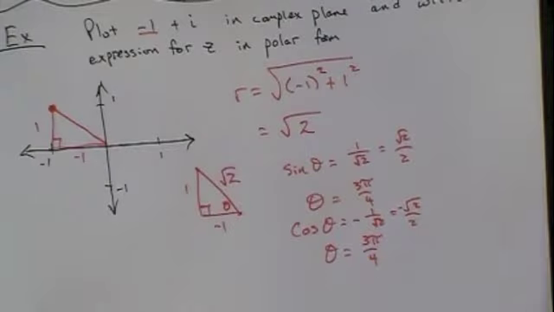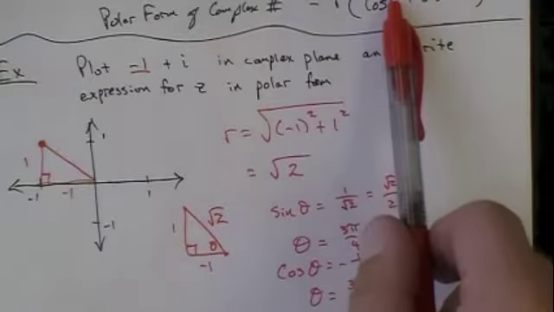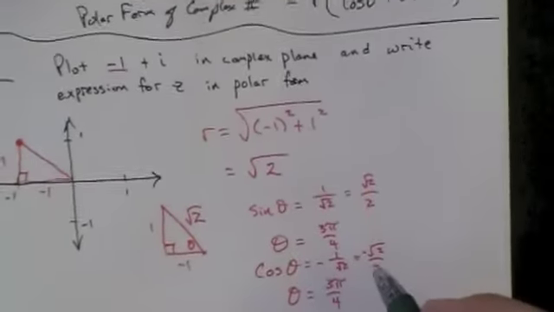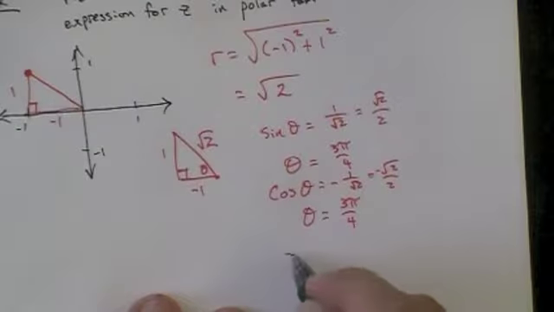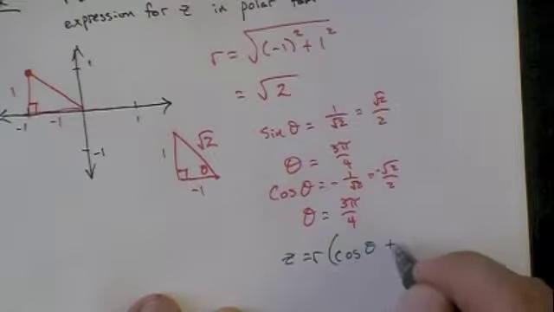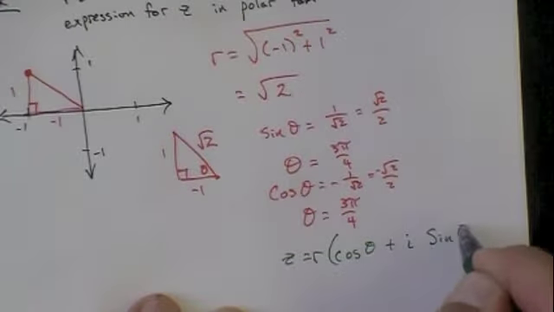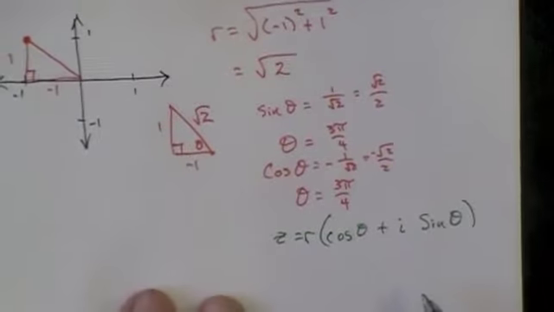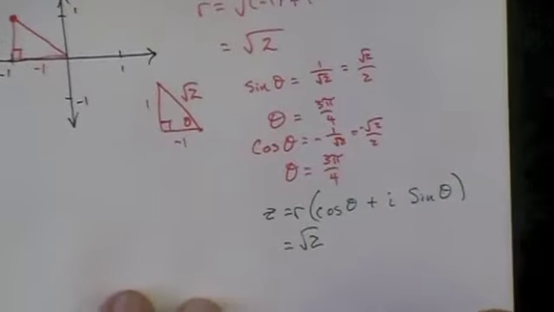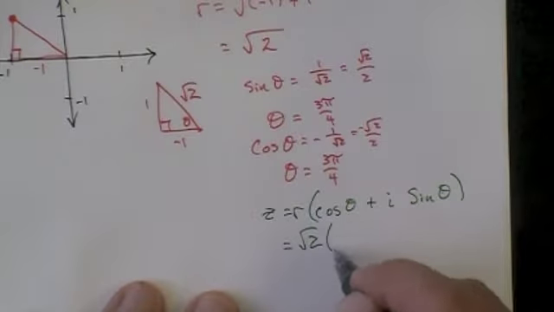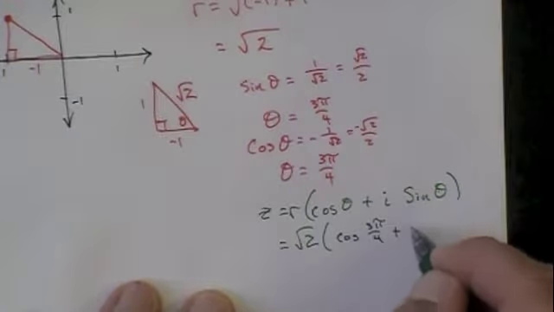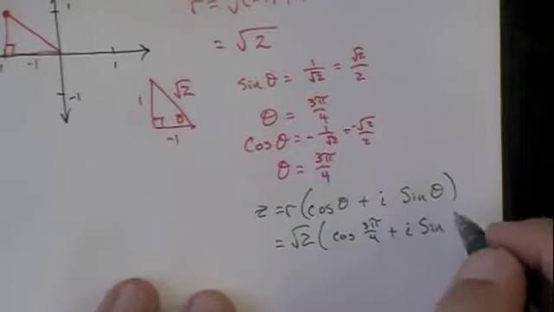And so when we write that now, going back to our polar form that we showed up here, we're going to say that z is equal to r times cosine theta, plus i times the sine of theta. So we just determined our values for this. We found r is going to be the square root of 2, and we found cosine of 3 pi over 4 and sine of 3 pi over 4.